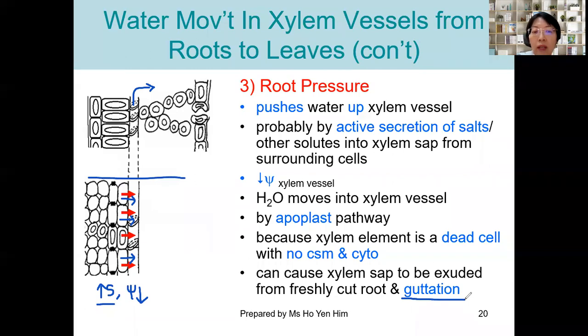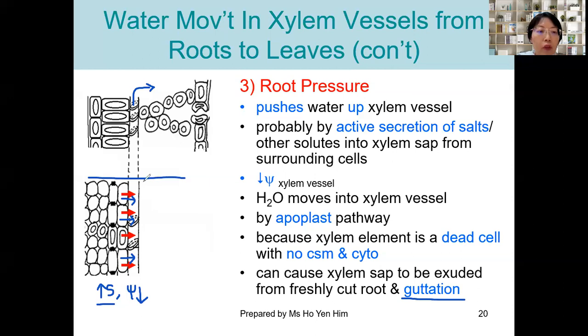So when the water goes up the xylem vessel, it goes into the leaf, and then the water will come out from special pores in the leaf, especially in the grass, and then you start to see water droplets on the grass. So this process where the water comes out from the leaf by root pressure is called guttation. Okay.